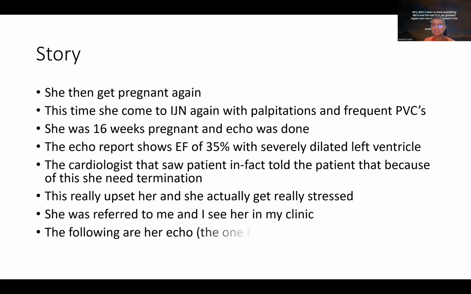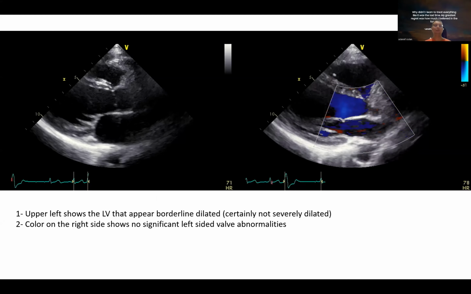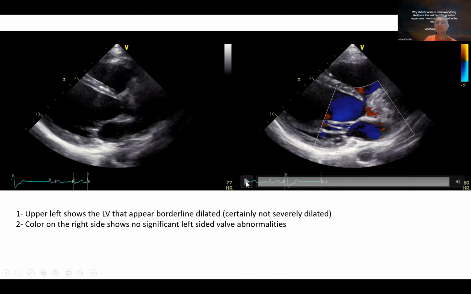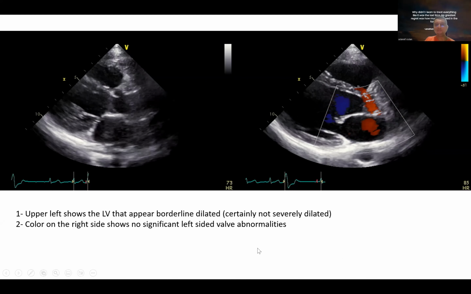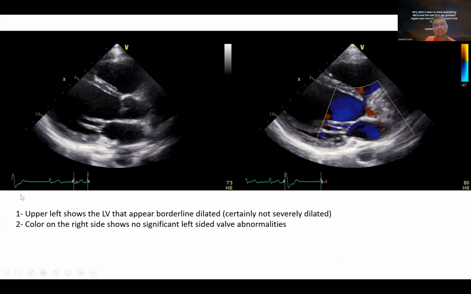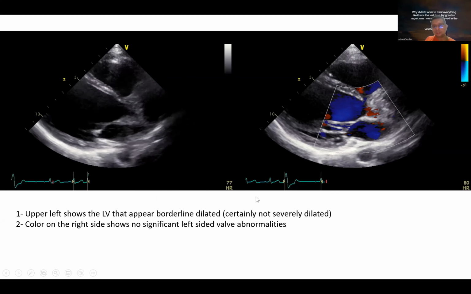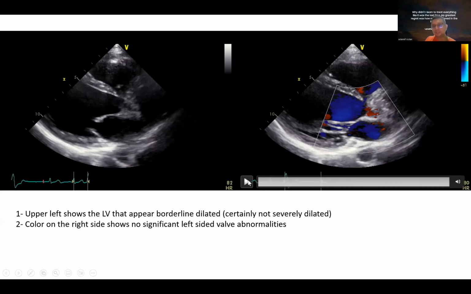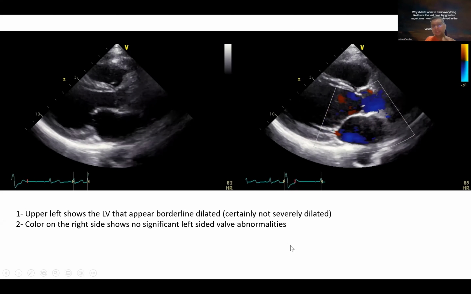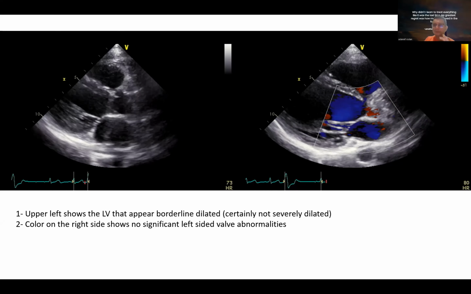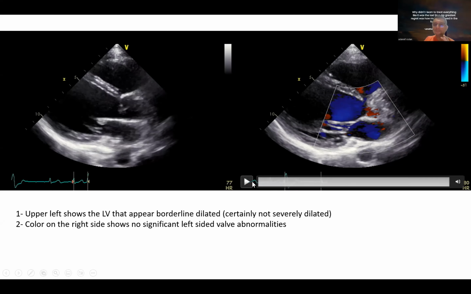So I saw her in clinic at 19 weeks of pregnancy. So the following is her echocardiogram that was reported as 35%. Okay. So this is the parasternal long axis view of the patient. And I want you to look carefully at the ECG. So this is the PVC. This is a normal beat. That is a normal beat. Normal beat, PVC. So when I look at this echocardiogram, yes, it does look borderline, but it doesn't look like 35%, right?